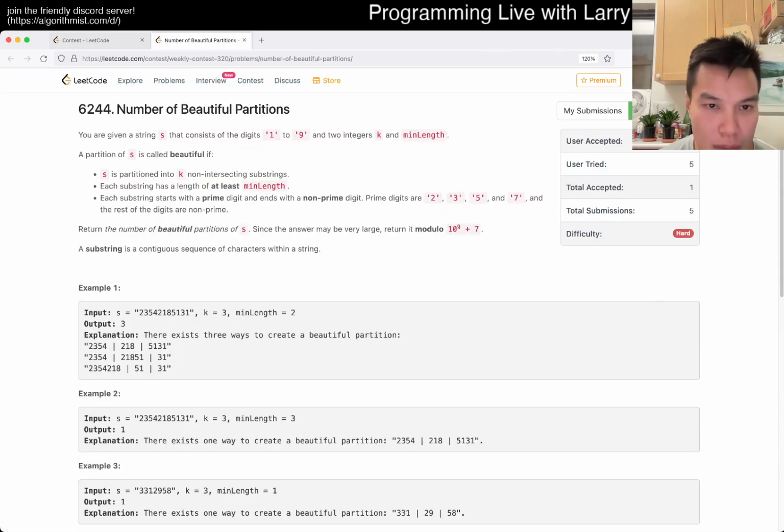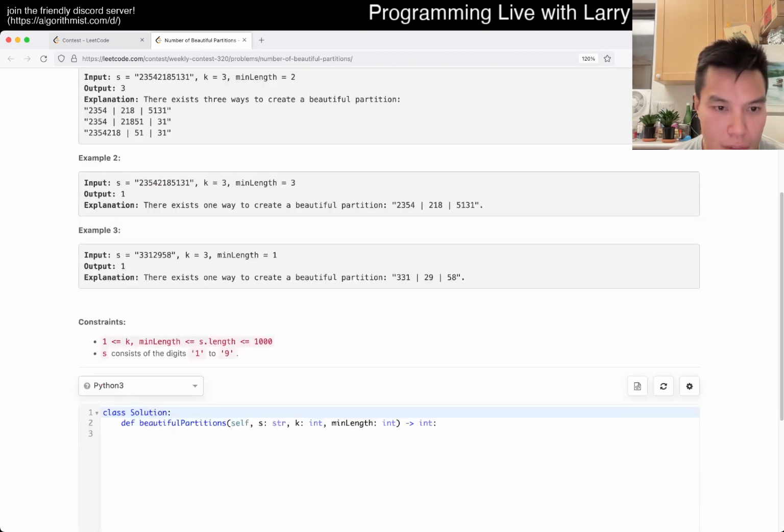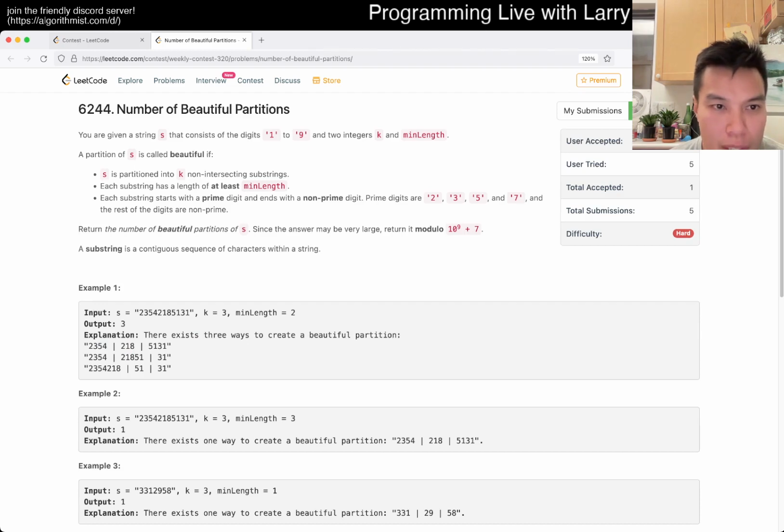I took a very long time. Maybe you could have just done this. I guess you could do it as part of the recursion. I don't know. Anyway, what's a beautiful recursion? A partition. K not okay. N is 1000, so no 2 to the n case. I was wondering min length is 2. Okay. Oh, each substring starts with a prime digit and ends with a non-prime digit.